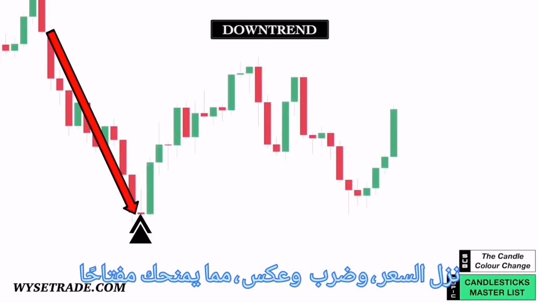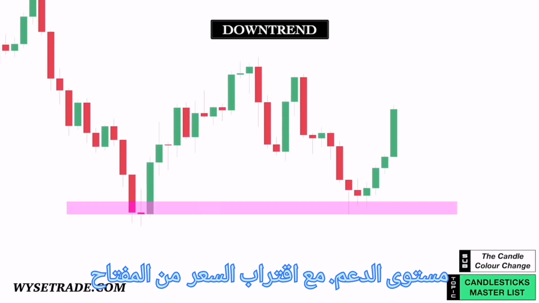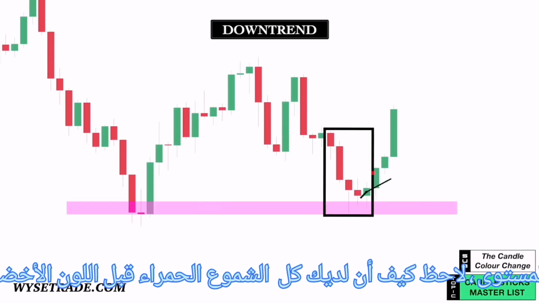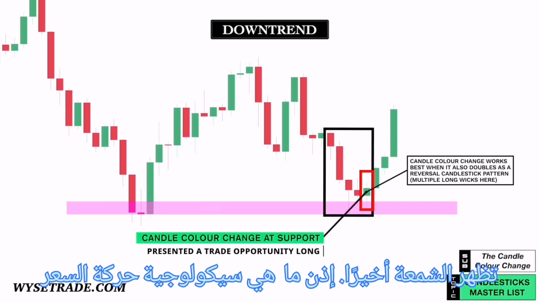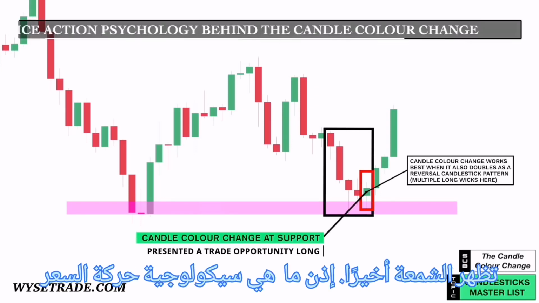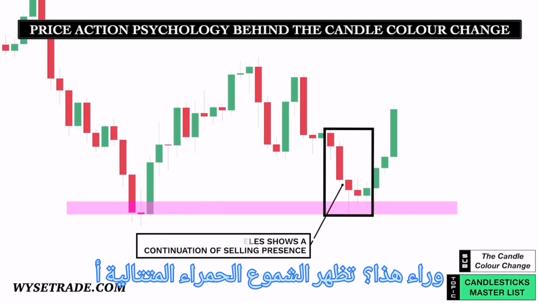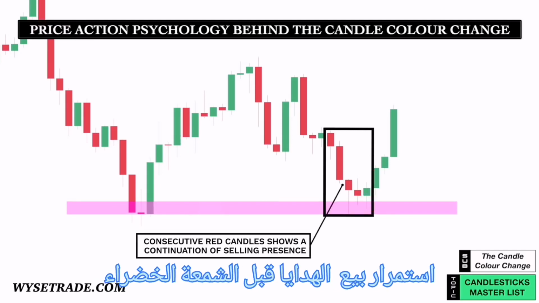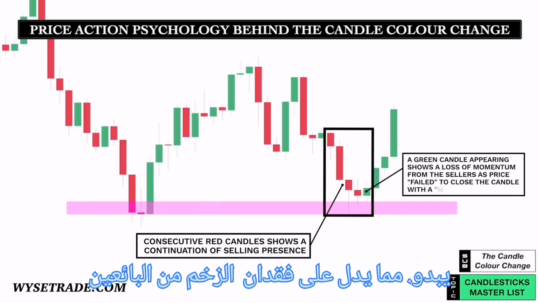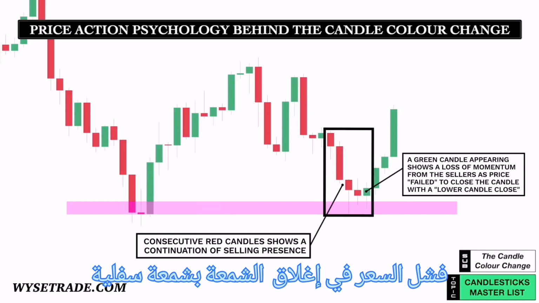Price came down, hit and reversed, giving you a key level of support. As price starts approaching the key level, notice how you have all red candles before a green candle finally appears. So what is the price action psychology behind this? The consecutive red candles show a continuation of selling presence before a green candle appears, which shows a loss of momentum from the sellers as price failed to close the candle with a lower candle close.